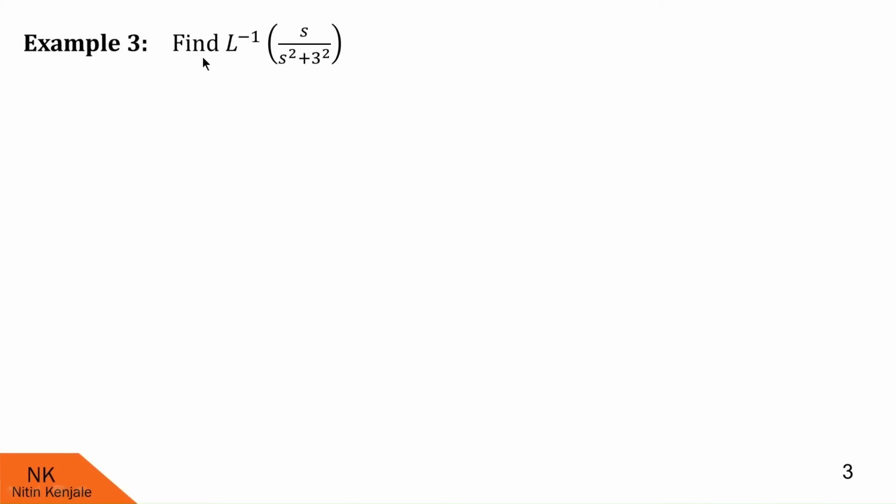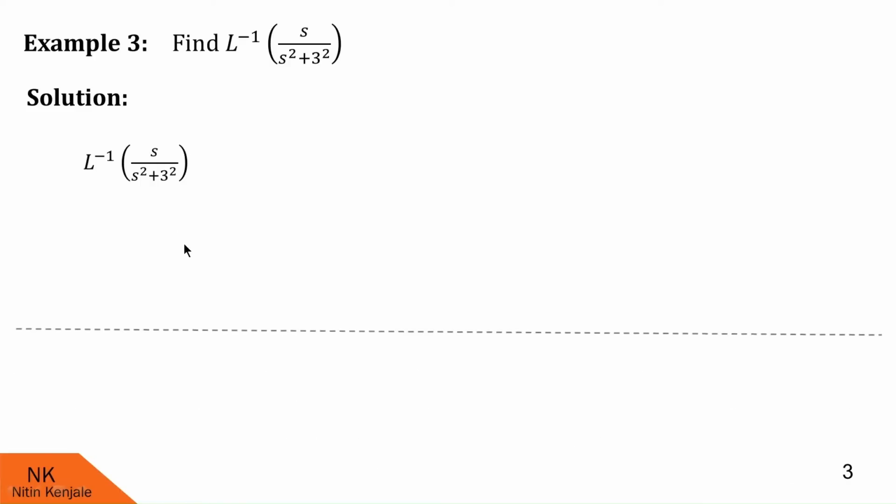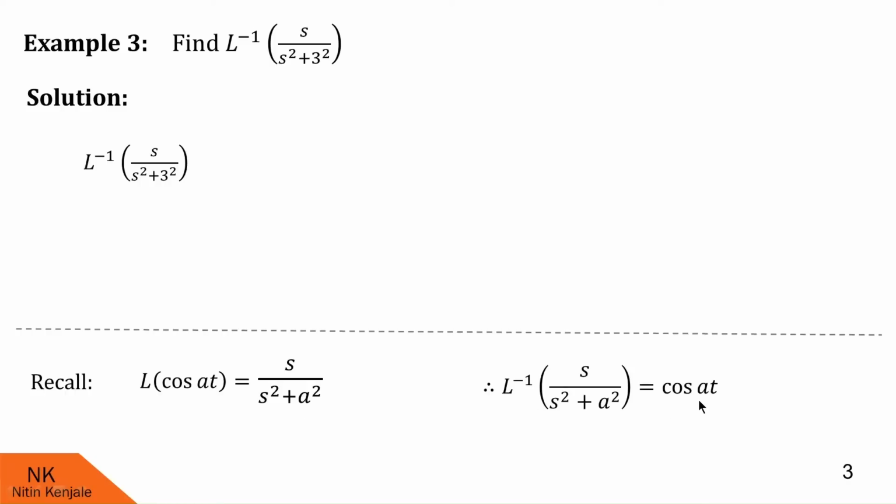In this example, we have to find L inverse of s upon s square plus 3 square. To find L inverse of s upon s square plus 3 square, think whose Laplace transform is this function. If you don't remember, recall Laplace transform of cos at. It is s upon s square plus a square. So L inverse of s upon s square plus a square is cos at. It is clearly seen that this function is exactly similar to this function if a is equal to 3. Therefore, L inverse of s upon s square plus 3 square is cos 3t. Now try to solve this fourth example.